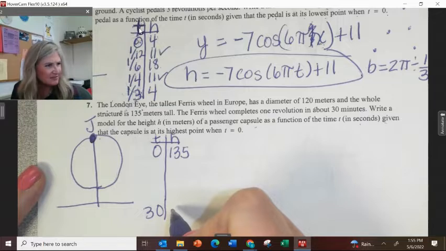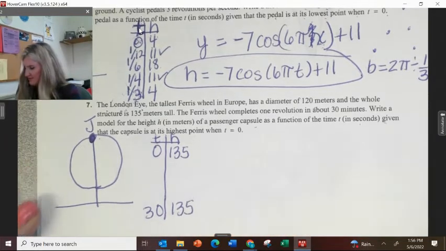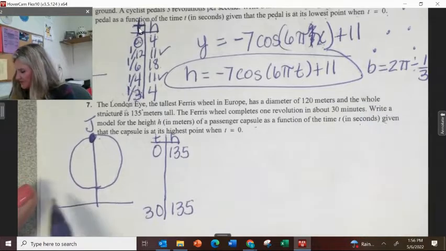Does it really go that slow? That seems really slow. It's a bit slow. I wouldn't say it's 30 minutes. Okay. We'll just go with what they're saying.